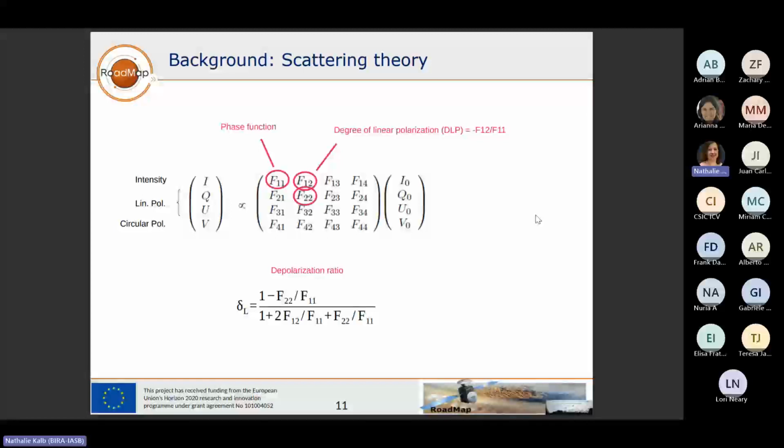The scattering matrix elements that are usually important, that we are looking at, are the F11 element, which is the phase function. So it's basically the intensity of the light as a function of scattering angle. And then we are also looking at the F12 element, which gives the degree of linear polarization when you divide it by F11: minus F12 divided by F11. And then further, you can look at, for example, the F22 element, and you can get the depolarization ratio, which is usually measured in LiDAR.